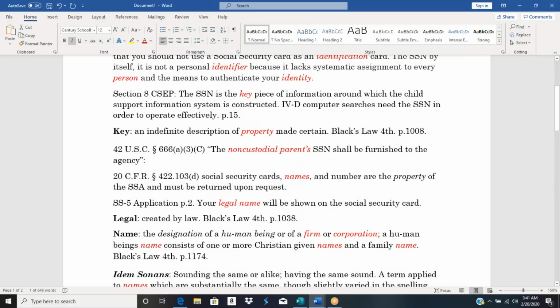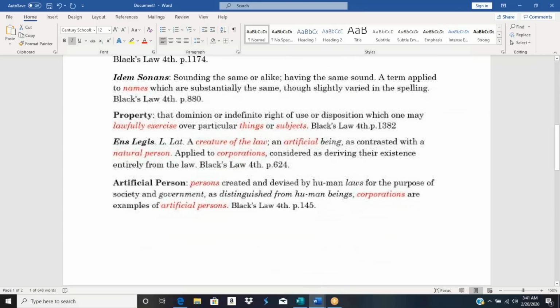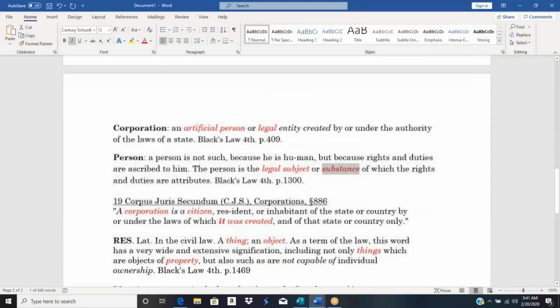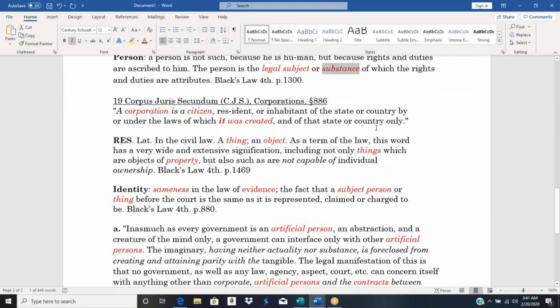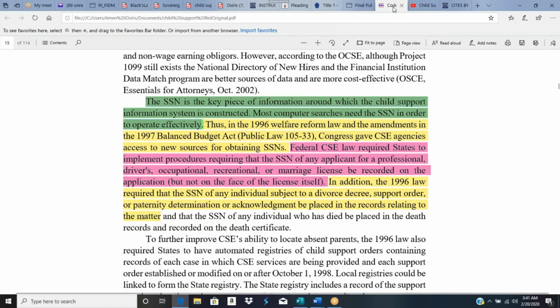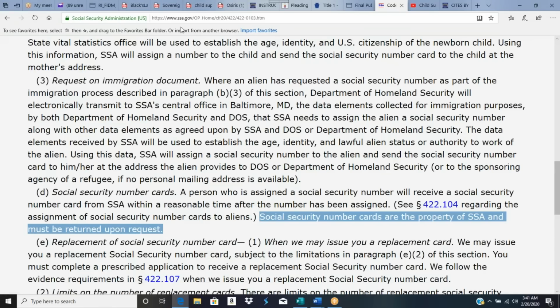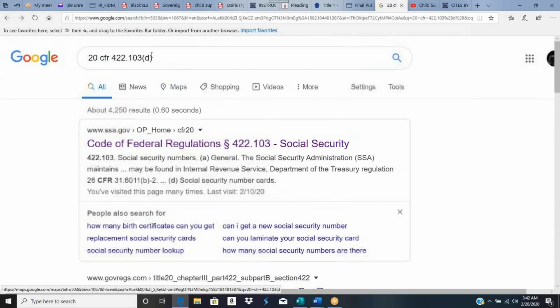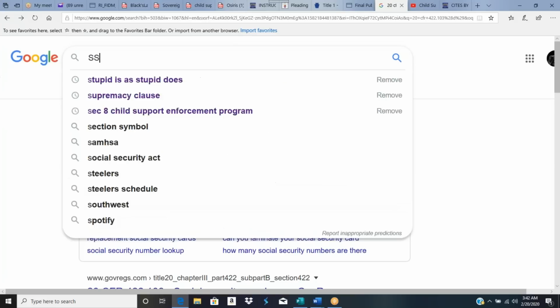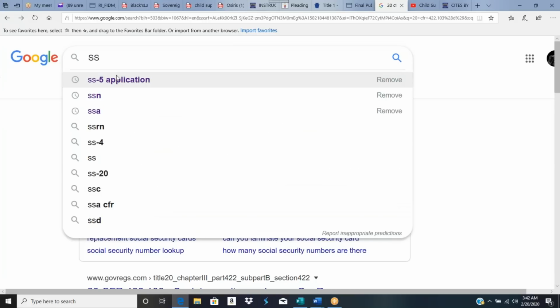The non-custodial parent, gentlemen, is an ens legis. It is a person. It is property, and it is identified by property. All right? Here's some more. Let's look at Corpus Juris Secundum. And before I do that, hold on. Let me go back to it. We're going to look at the SS-5 application. I forgot to put this on here. All right. And we're going to go down here.